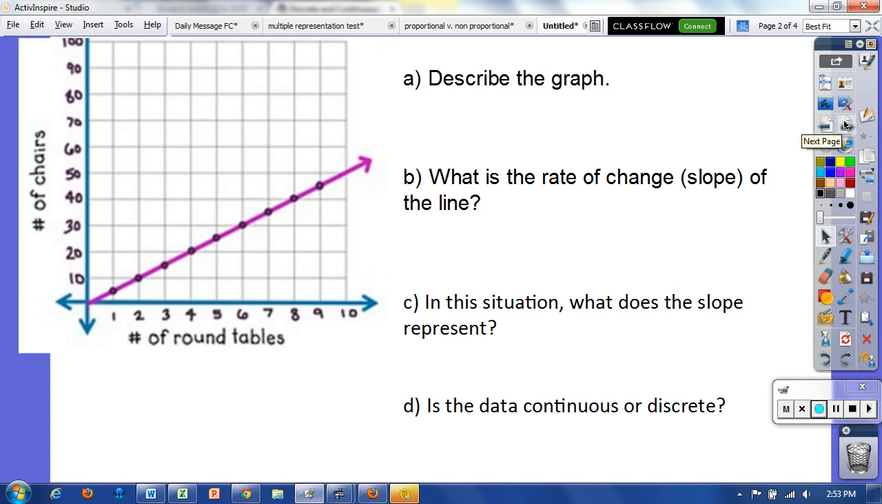Alright, so we're looking at a graph here. Several questions that we're going to go through. First, I'm going to describe the graph. And when you describe the graph, basically you're just looking at your axes to get an understanding of what the graph is talking about. So my y-axis is talking about number of chairs, and the x-axis is talking about number of round tables. So this graph to me is just describing chairs per table.